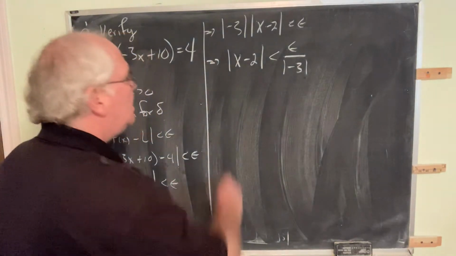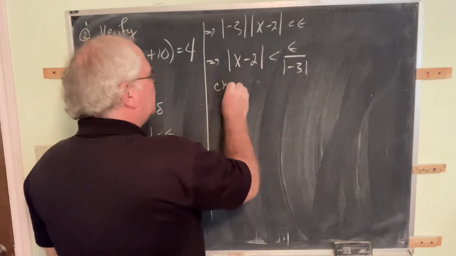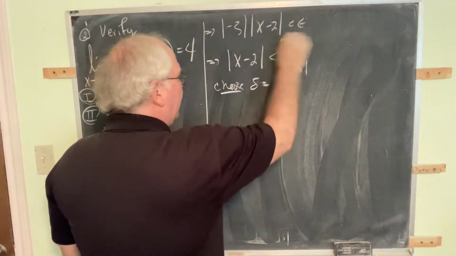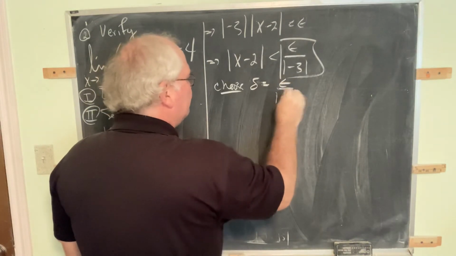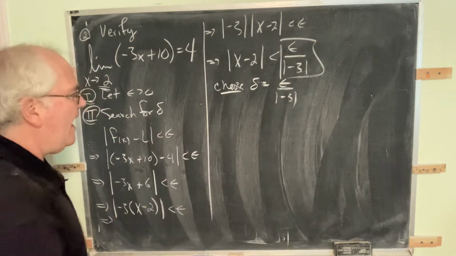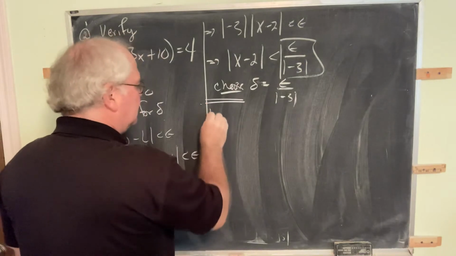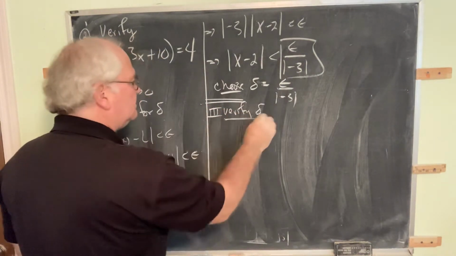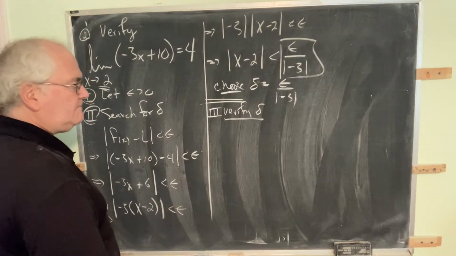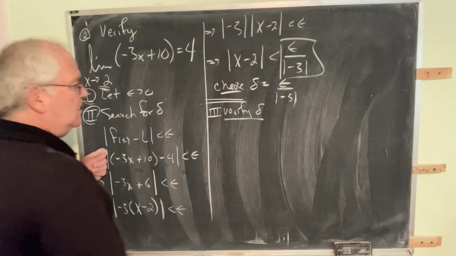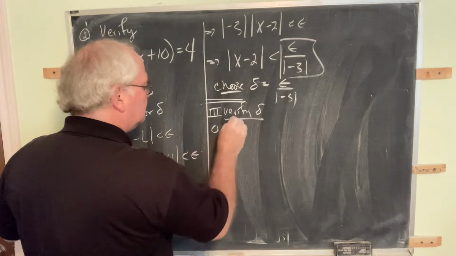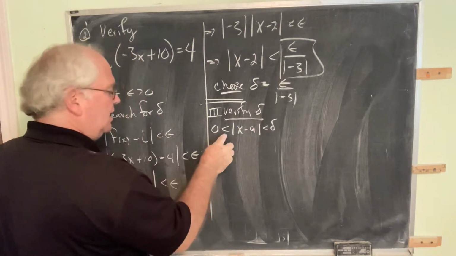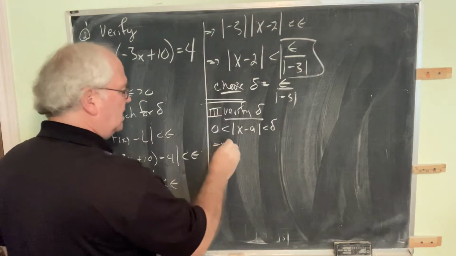All right? So we choose delta to equal whatever's on the right-hand side, epsilon over absolute negative 3. And then what's left is step 3. We need to verify this delta. To verify this delta, you start at the beginning, put in all the details. You only need this once, and we've stated it, so now we're good to go.